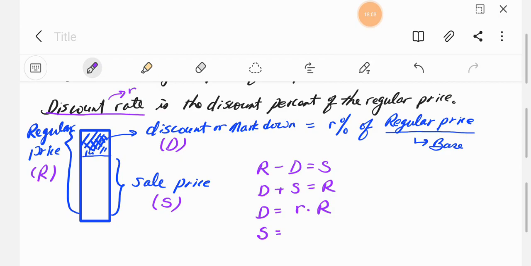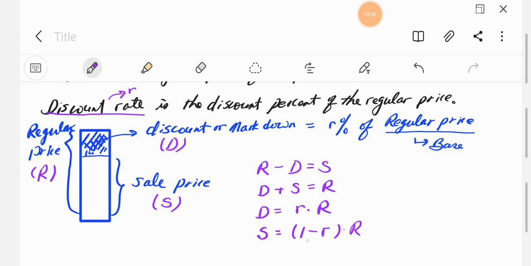Or you can do it this way. The discount is R percent discount. So 100% minus R percent. So you can write it something like this: 1 minus R times the regular price. Can you see it? So the discount rate is 20%. Then the sale price is 80%, right? 80% of the regular price.